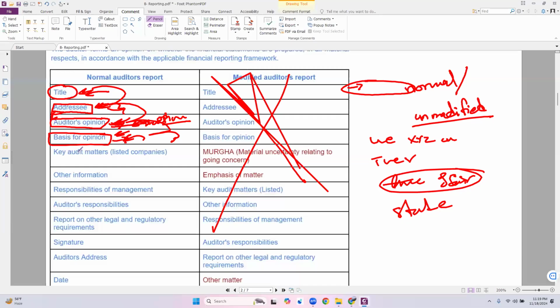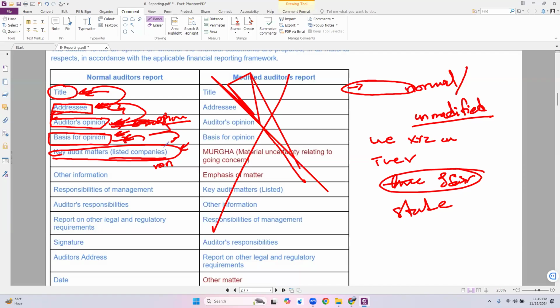The next thing is a bit difficult to understand, a bit trickier, but I'll try to make it as easy as I can. Key audit matters. The next paragraph is always of the key audit matters, and always remember this is only included for listed companies. For non-listed companies, this is not included within the auditor's report. This is always skipped out. Got it?